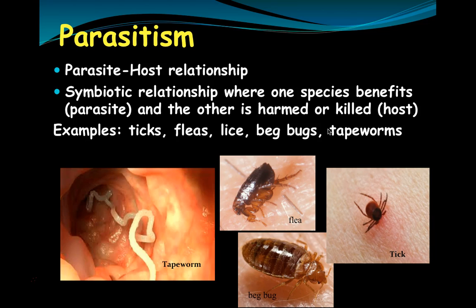So in a parasitic relationship, the host is going to be harmed, to the point where it can be killed. You have a lack of nutrients from the host. Sometimes there can be an exchange of bacterial infections, and there are other times when certain parasites like the tapeworm can cause obstructions in certain organs, causing pain, discomfort, and even death.